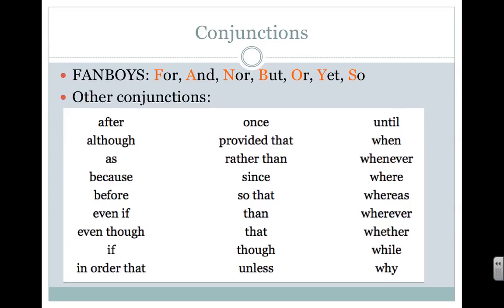So here's a list of conjunctions. We've got coordinating conjunctions, which are sometimes called fanboys. And fanboys is an acronym standing for those conjunctions. So those conjunctions are for, and, nor, but, or, yet, so. Again, we call them fanboys because F-A-N-B-O-Y-S: for, and, nor, but, or, yet, so.